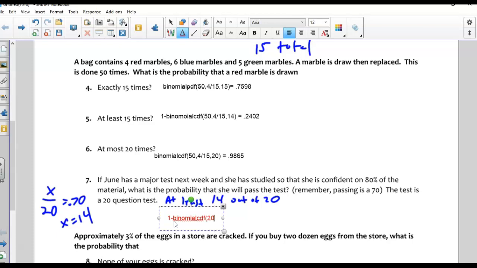And again, we got 20 questions. We studied 80%, right? So 0.8, or 0.80, doesn't matter. And then it says at least. So remember, if it's at least, we'll do 1 less. Remember how we did it, 1 minus r? See, at least was 15, we did 14. So we're going to do 13 right here, when it says at least. And what does that give us? It is going to give us 0.9133, so 91.33%.